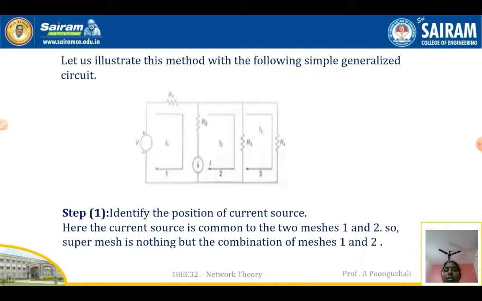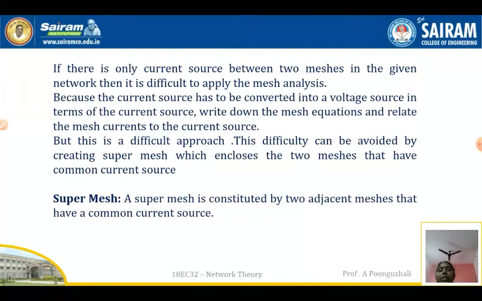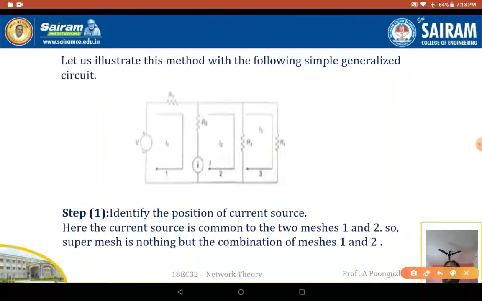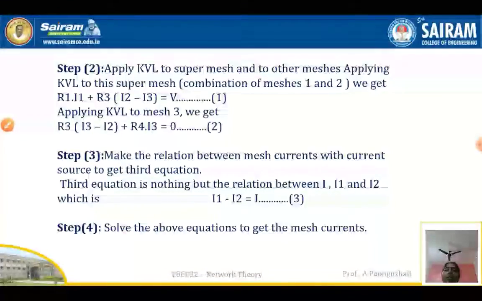So the super mesh concept is we remove this and consider this part of the branch. The first step is to identify that the current source is between the two meshes. Now we apply KVL to the super mesh and to the other meshes.